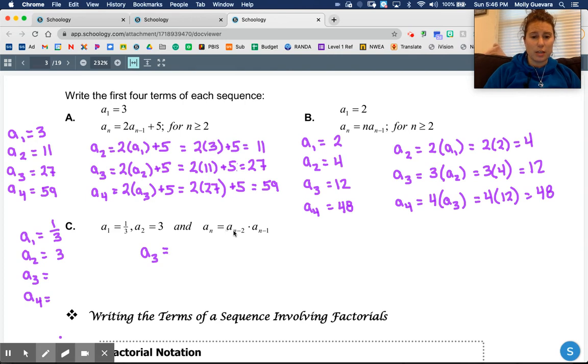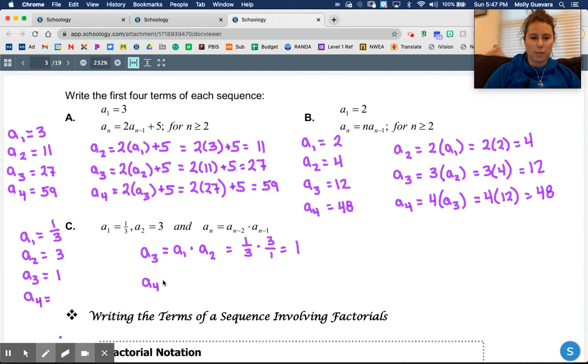So n is 3. So a sub 3 minus 2 is 1, times a sub 3 minus 1 is 2. So the first term times the second term. Well, my first term is 1/3, times my second term is 3. If I want to make it a fraction, I can, 3 over 1. And I get 3 over 3, which is 1. So my third term is 1.